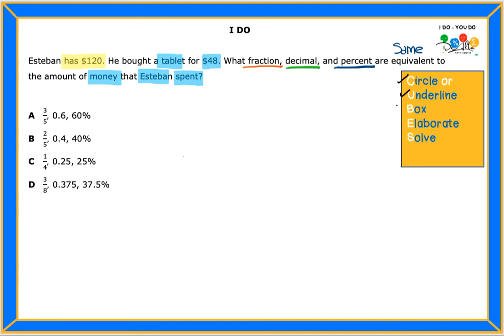Box, let's box the question, and the question is find the fraction, decimal, and percent that are the same for the money Stefan spent. We did box the question. Now the next step will be elaborate. And to elaborate, because my question is about fractions, decimals, and percents, then I'm going to use my fraction, decimal, and percent T-chart. Let me bring it, guys.